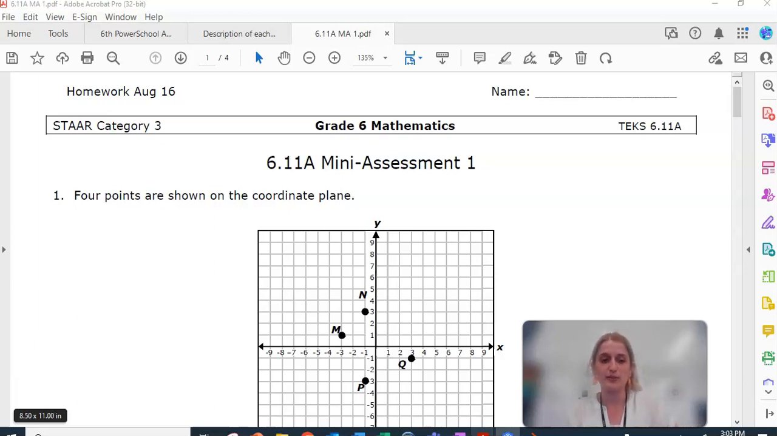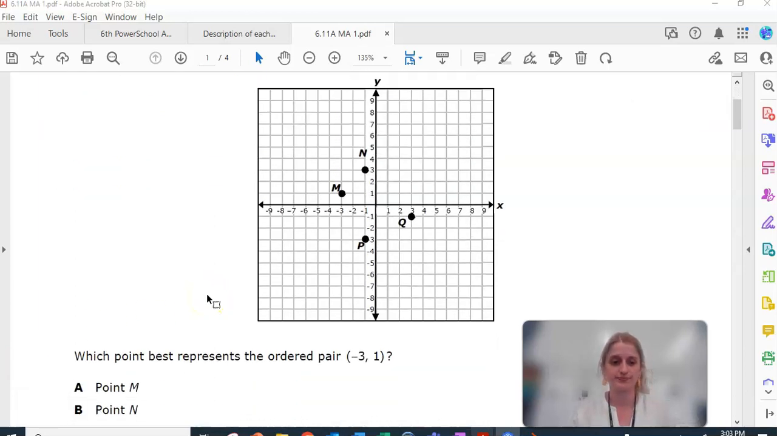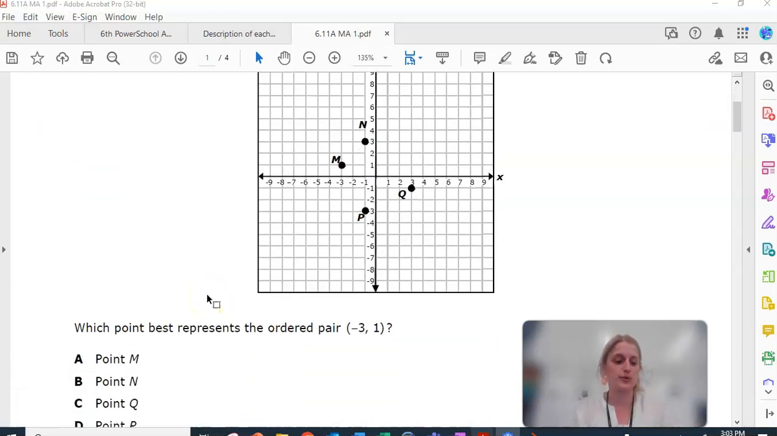Okay, the first problem is that there are four points shown on the coordinate plane. Which point best represents the ordered pair negative 3, 1? So you have a couple of choices. I don't know how to open this candy. Number one is that you can actually graph it and see what point it matches up to. Number two is that you can at least eliminate a few answer choices by deciding which quadrant you think negative 3, 1 is going to be in.